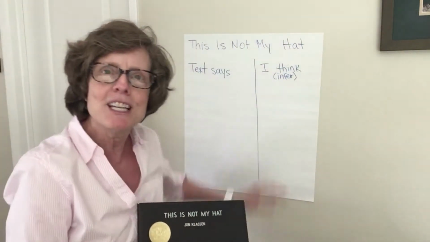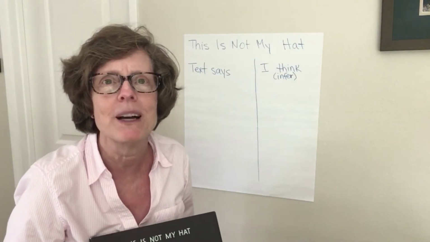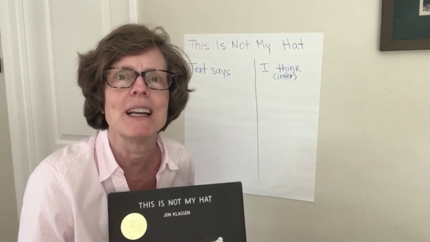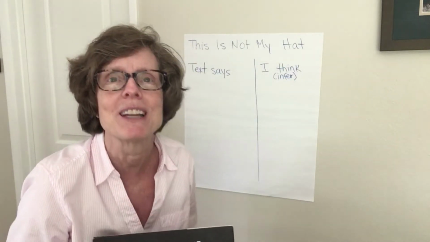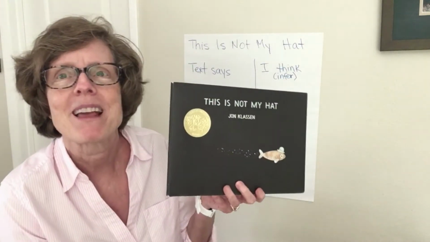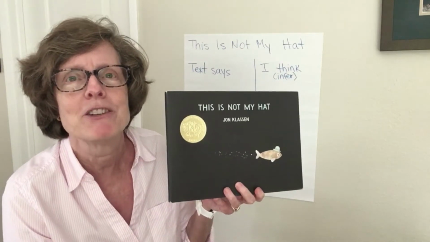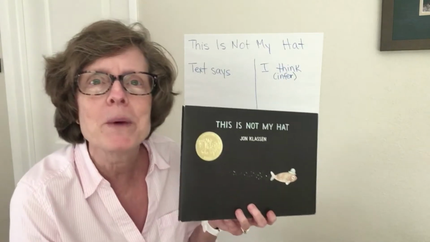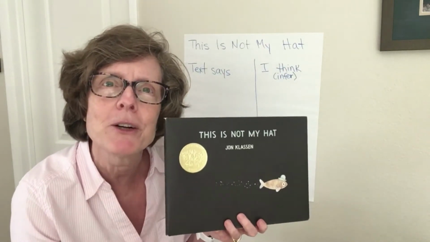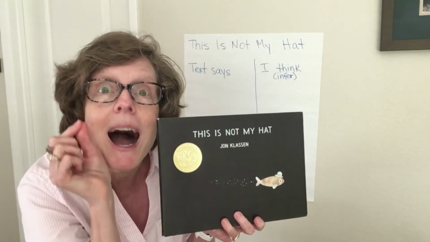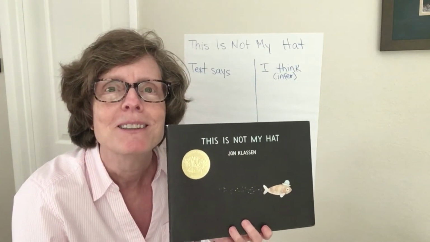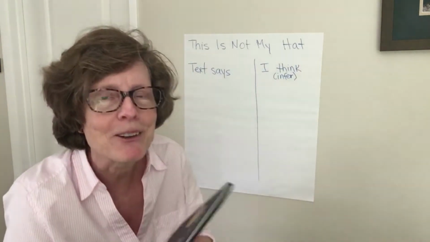And we're going to do a T-chart today, a pretty simple one, just to show what happens in the text and what happens in the brain and how that increases our understanding of a story. This Is Not My Hat by Jon Klassen. Wait, I forgot to mention, before we begin, I want you to pay particular attention to how the eyes of the character help us understand what's going on. Okay? I think you'll like it.